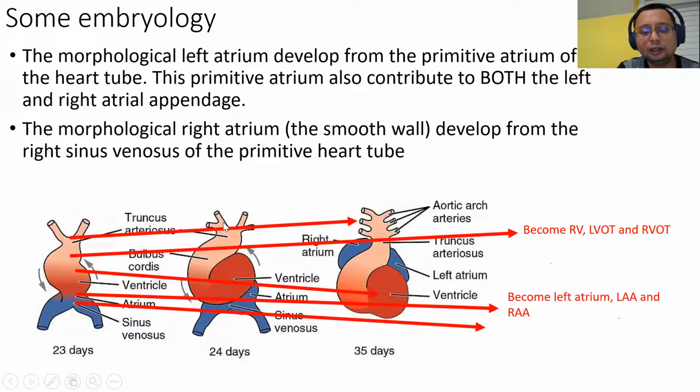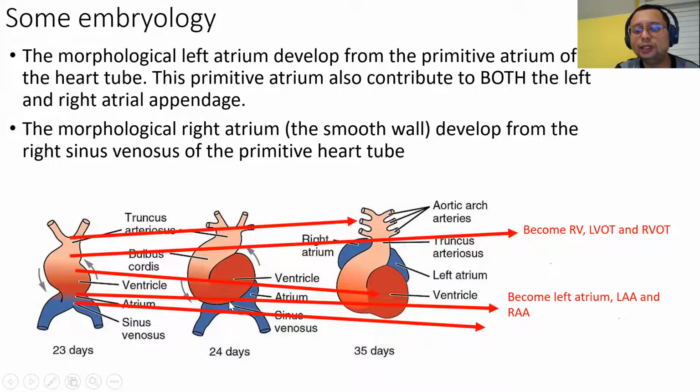So this is your truncus arteriosus, that is your bulbous cordis, which develops into the right ventricle, and that is your left ventricle. If you notice, the part here at the bottom, the sinus venosus, will actually loop and fold and go up like this, to the other side. This is what we call the looping of the ventricle. So the ventricle can loop.